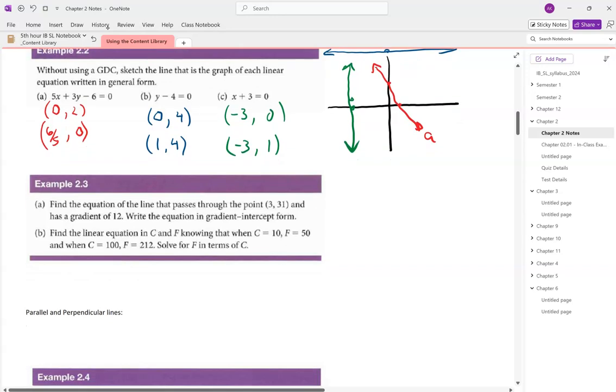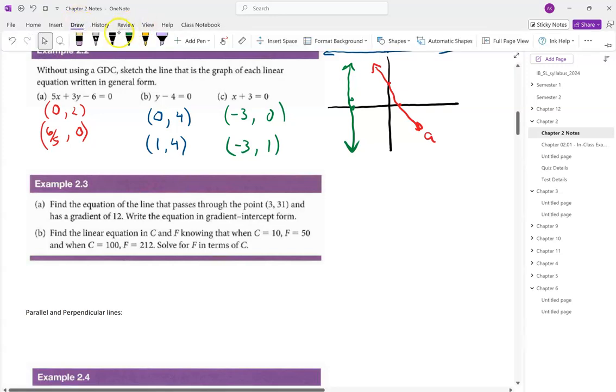All right. So another situation, let's go the other direction. Here you're given information about the line and asked to come up with the equation. So it says, find the equation of the line that passes through the point 3, 31, has a gradient of 12, and they ask it to write this in a gradient intercept form.